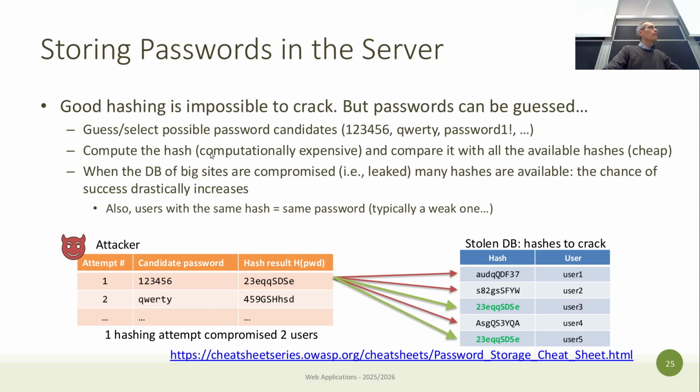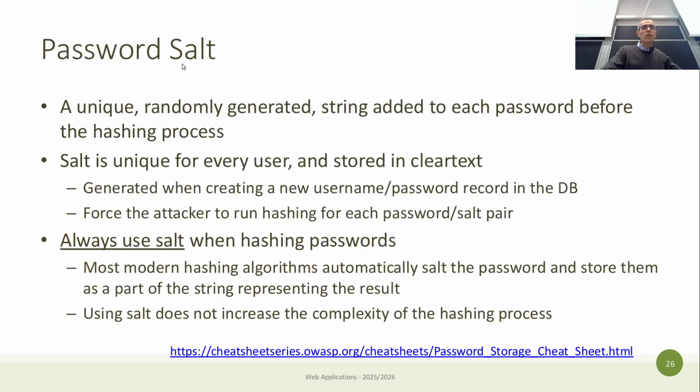And so one additional thing that is useful to do in terms of security of storing passwords on the server is to use what we call the salt, okay? The password salt is a unique randomly generated string added to each password before the hashing process, okay? So it's concatenated. The password is a string, the salt is another string. The mechanism puts the strings together, hashes the string and gets the hashed password, okay?